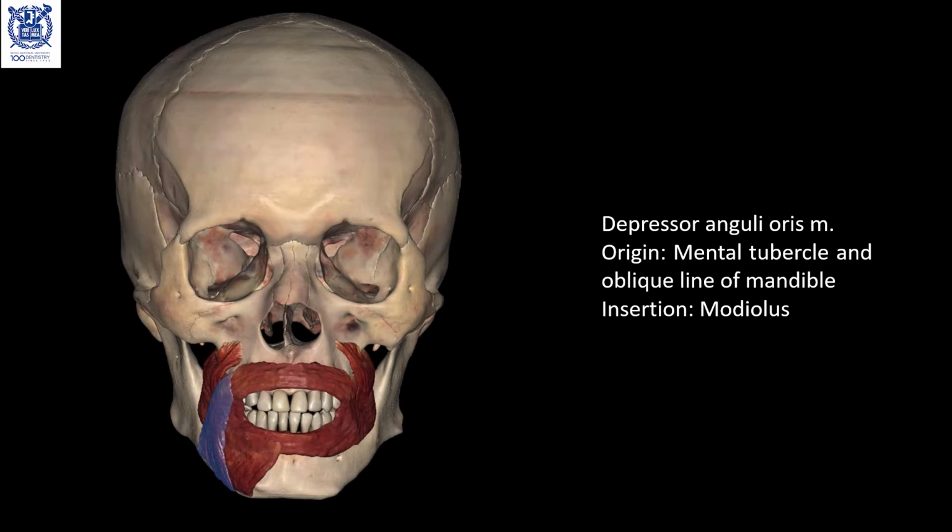Damage to the marginal mandibular branch of the facial nerve may cause paralysis of the depressor anguli oris muscle. This may contribute to an asymmetrical smile. This may be corrected by resecting, that is to say, cutting and removing, the depressor labii inferioris muscle, which has a more significant impact on smiling.